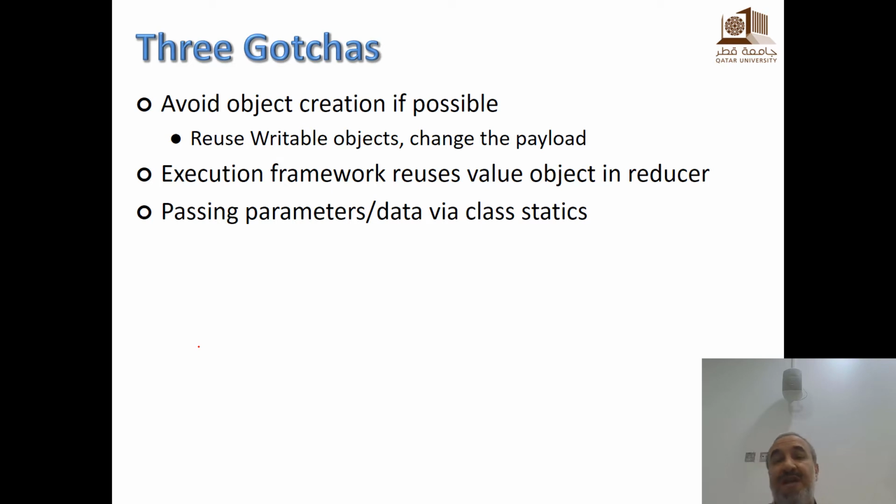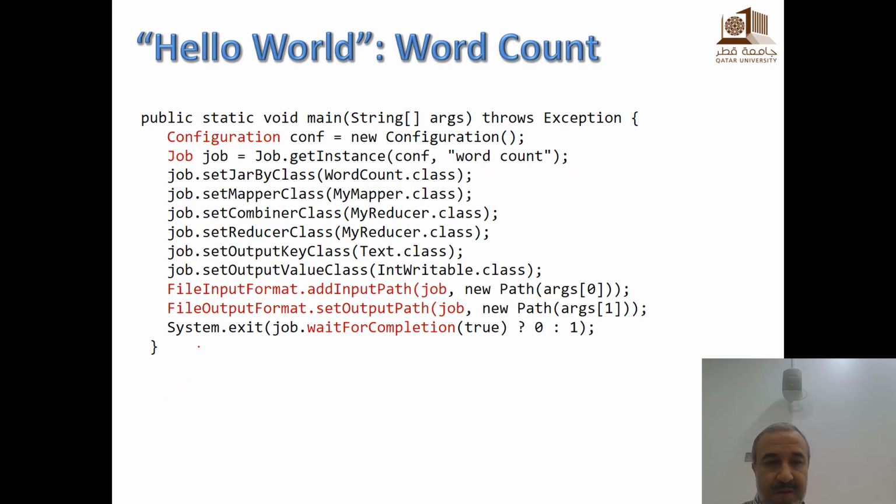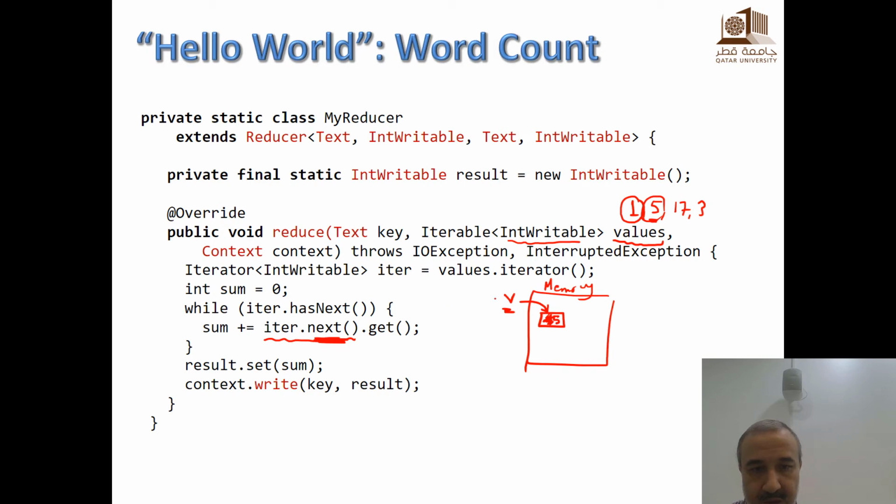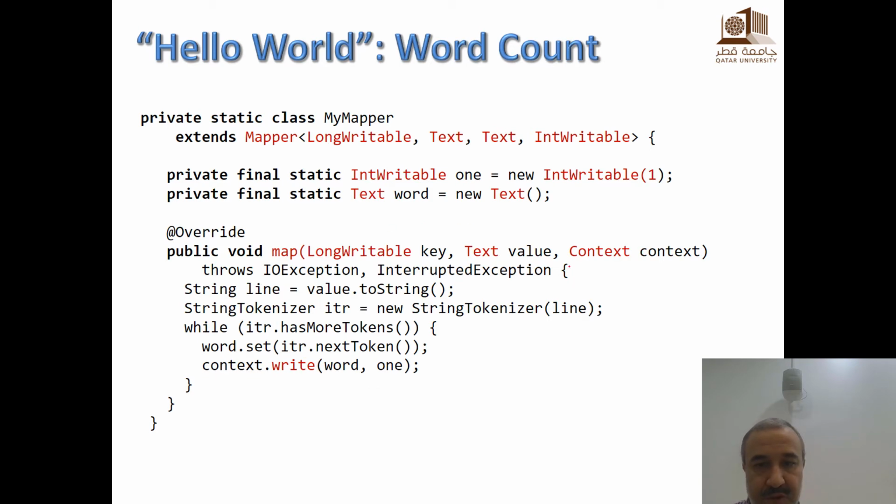Passing parameters or data via class statics will not work. You should not pass parameters through static primitives. You should pass the parameters through the configuration files, the configuration objects. You see it here? This is the object. There is a way to set parameters here, and this one is accessible through the context, and in the mapper through this. So you can get all the parameters that you need.